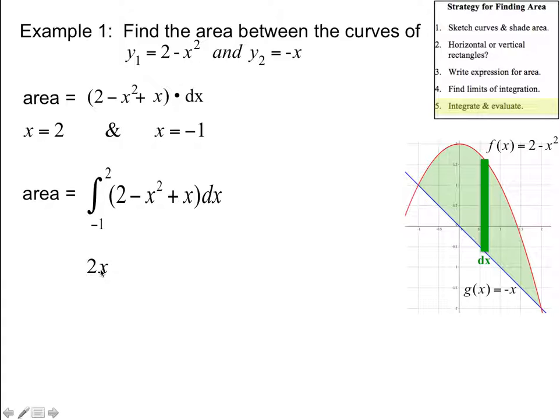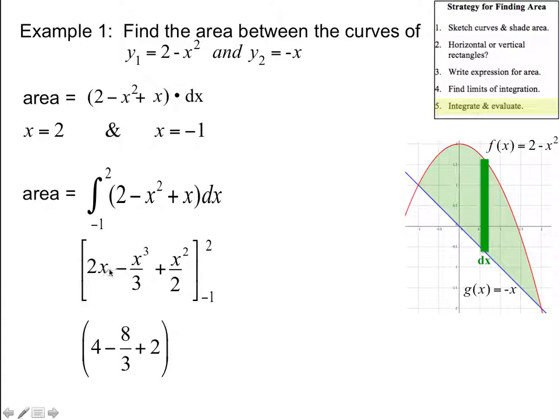So the antiderivative of 2 is 2x. The antiderivative of minus x squared is minus x cubed over 3. And then plus x squared over 2. And we're going to evaluate that between -1 and 2. So plugging in 2 gets us 4 minus 8 over 3 plus 4 over 2, which is 2.